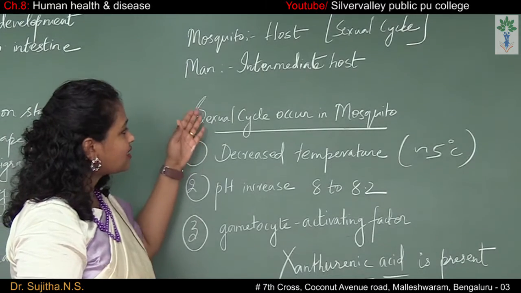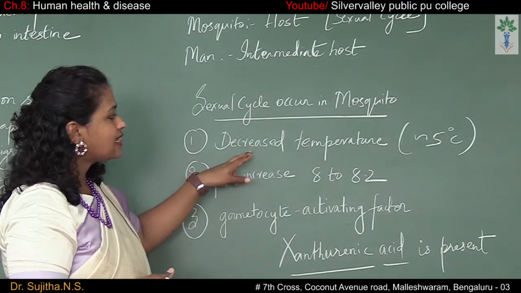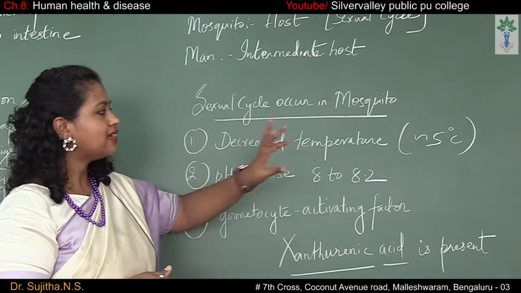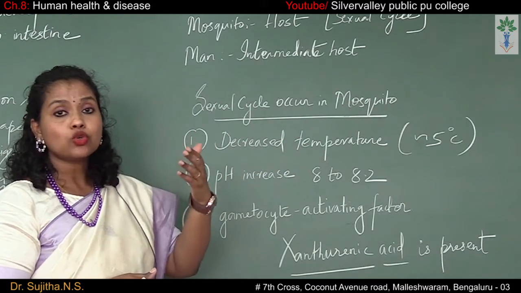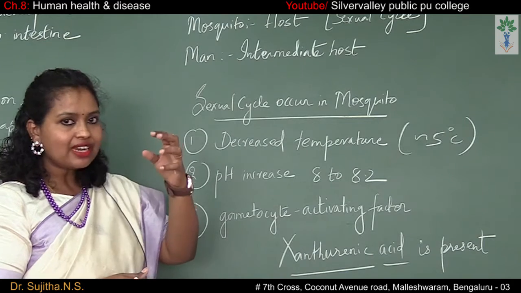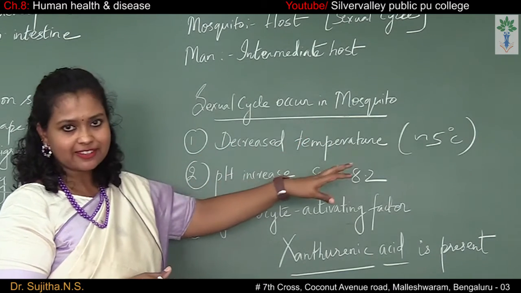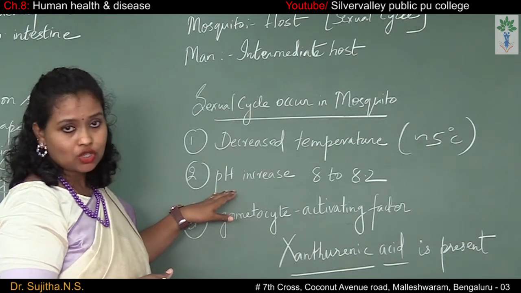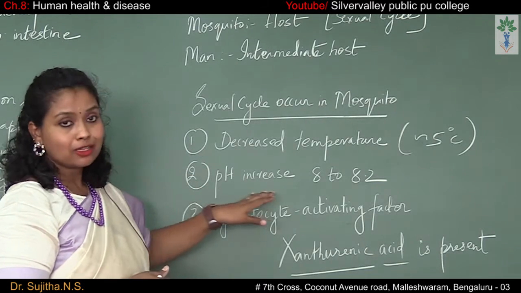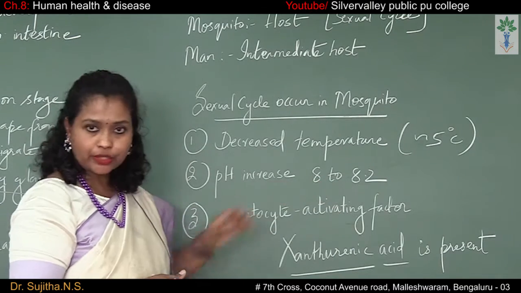The sexual cycle occurs in the body of the mosquito, wherein there is a decreased temperature. For the development of the gametocyte into the zygote, it needs a lower temperature. So the temperature decreases by probably around 5 degrees centigrade inside the body of the mosquito. And here the pH is also very high in the gut of the mosquito, that is around 8 to 8.2.